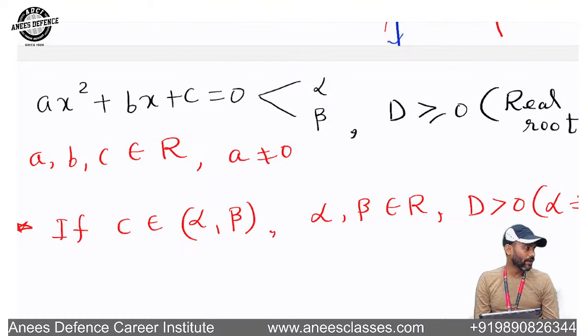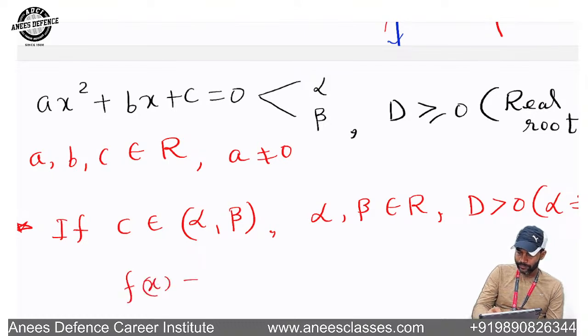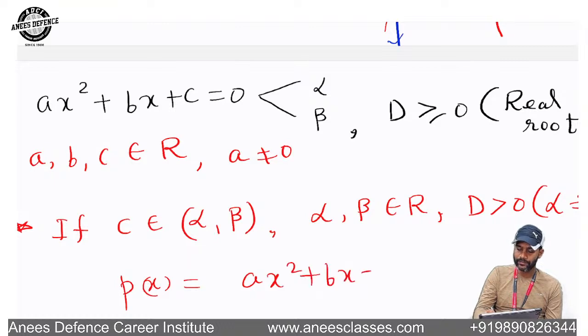If c is a number which lies between alpha and beta, and alpha and beta both are real, it means D is greater than 0. Now suppose this is f of x, or maybe let me take p of x. P of x is ax square plus bx plus c.